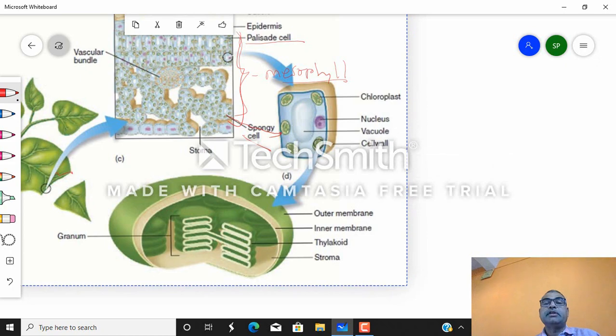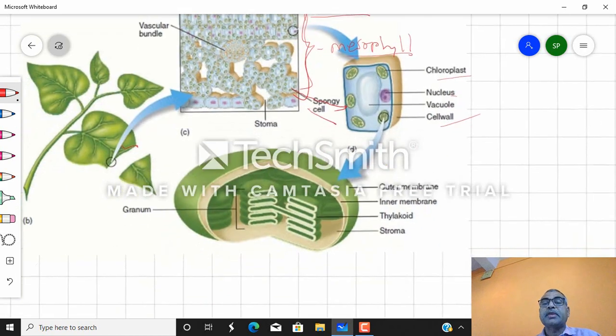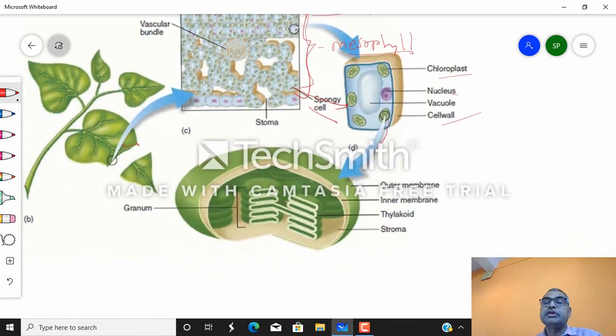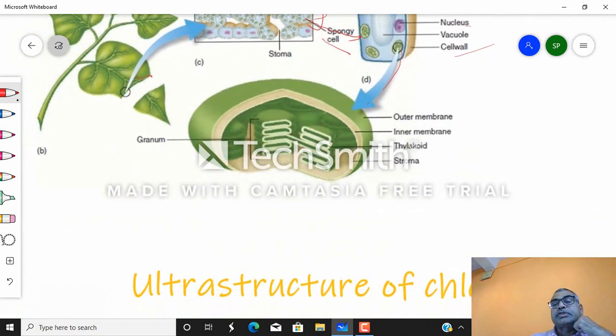This is a eukaryotic type of cell, a plant cell. Of course, chloroplast, nucleus, vacuole, cell wall, and other structures are also present, and this one is the chloroplast. If you see the structure of chloroplast, it shows an outer membrane and an inner membrane. This one is the outer membrane, this one is the inner membrane.